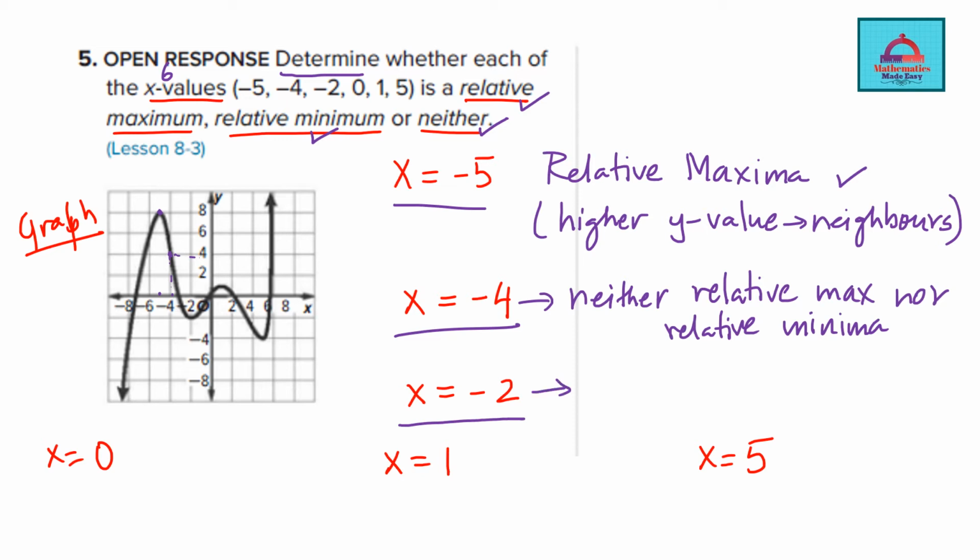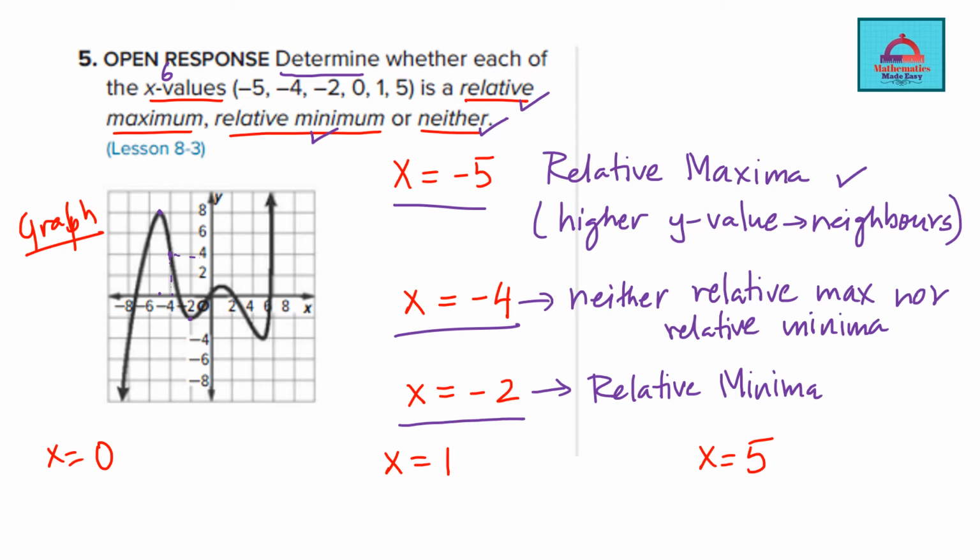Now come to -2. So x is -2, y is this value. It's comparatively a lower value. And if you see at x value -2, the graph is changing direction. It's going from decreasing to increasing. So this is a point of relative minima due to that reason, and here the y value is correspondingly lower than the surrounding neighbors.